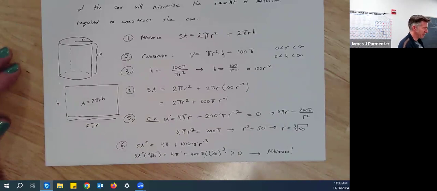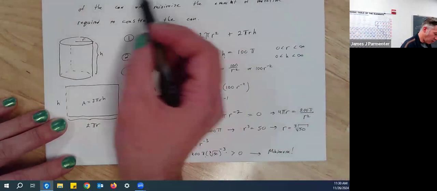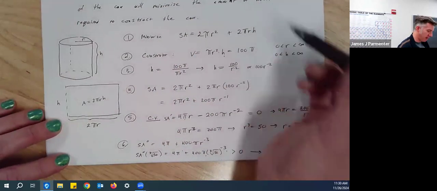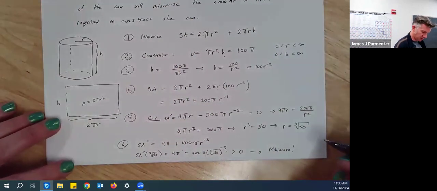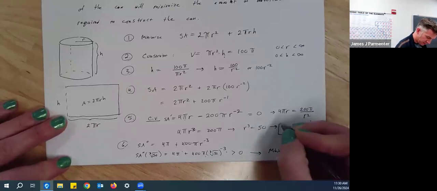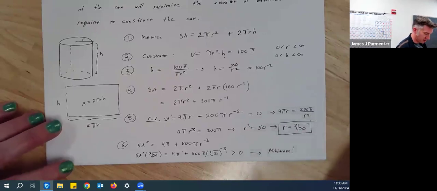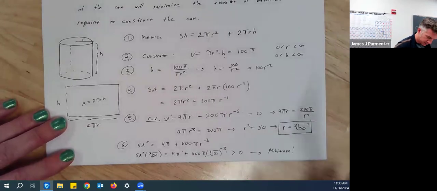We're almost done, but again, almost done is not all the way done. We still have to find the other thing. There was an h to find, because they asked what dimensions will minimize the amount of material. So we know that r should be the cube root of 50. And then we go back and look for where we have h equal to something with just r's in it. Oh, right there.